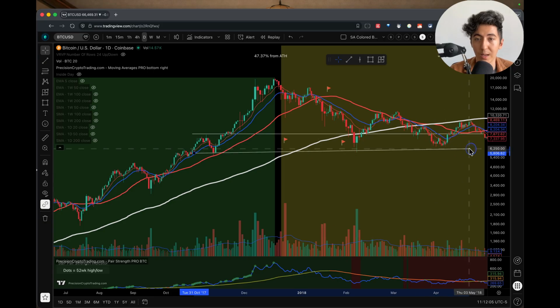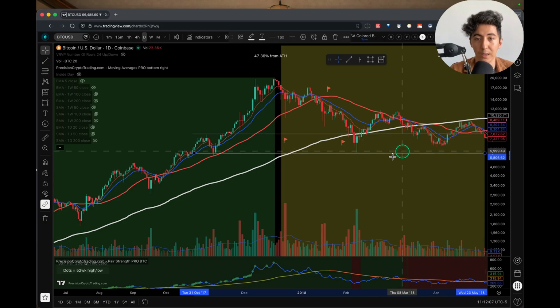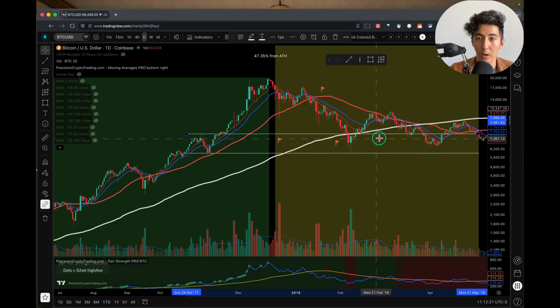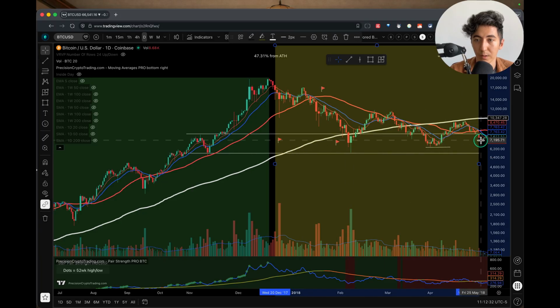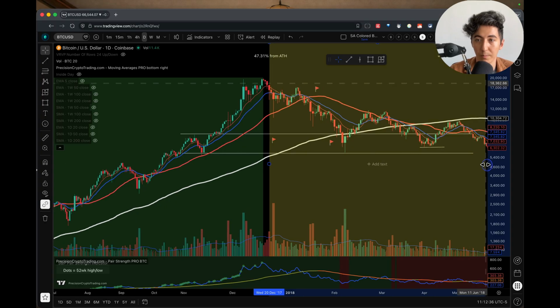Well, one of the things that Weinstein also likes to look at is breaking below a major support level with high volume. We also want to look for lower lows. So we could see over here, there's the lower low, but then we have a higher low. So right now, to me, this still looks like distribution.